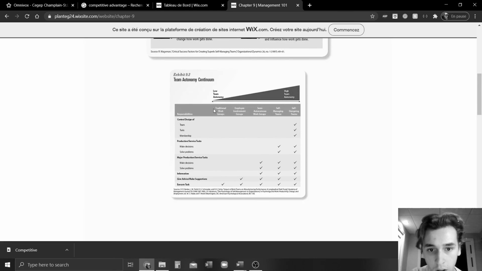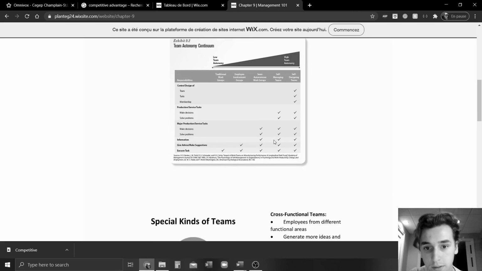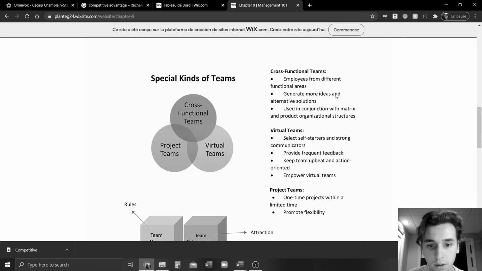So here are all of the work groups that you can work with. You start with traditional work groups, which are the least autonomous group, and it goes to the self-designing teams, which are the most autonomous groups there are.